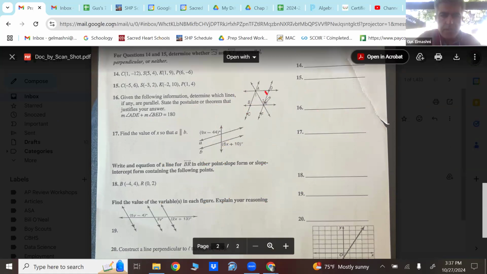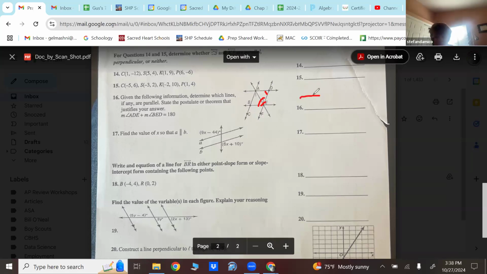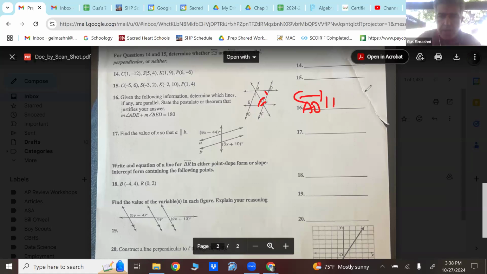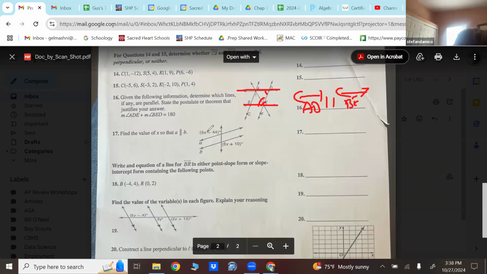Angles ADE, BED. So those have to add up to 180. So definitely need line AD parallel to line BE. That's what will make them add up to 180, because they're same side interior angles. Now for 17, those are alternate exterior.